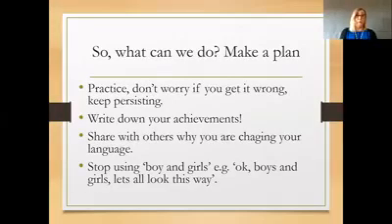Just stop using boys and girls. That's one way we can try and do things. So instead of saying, okay, boys and girls, if you're a teacher or in a teaching environment, you could say, okay, team, or okay, everybody, or back to me, or ding ding, something that helps children come back to you without closing in that binary of boys and girls.